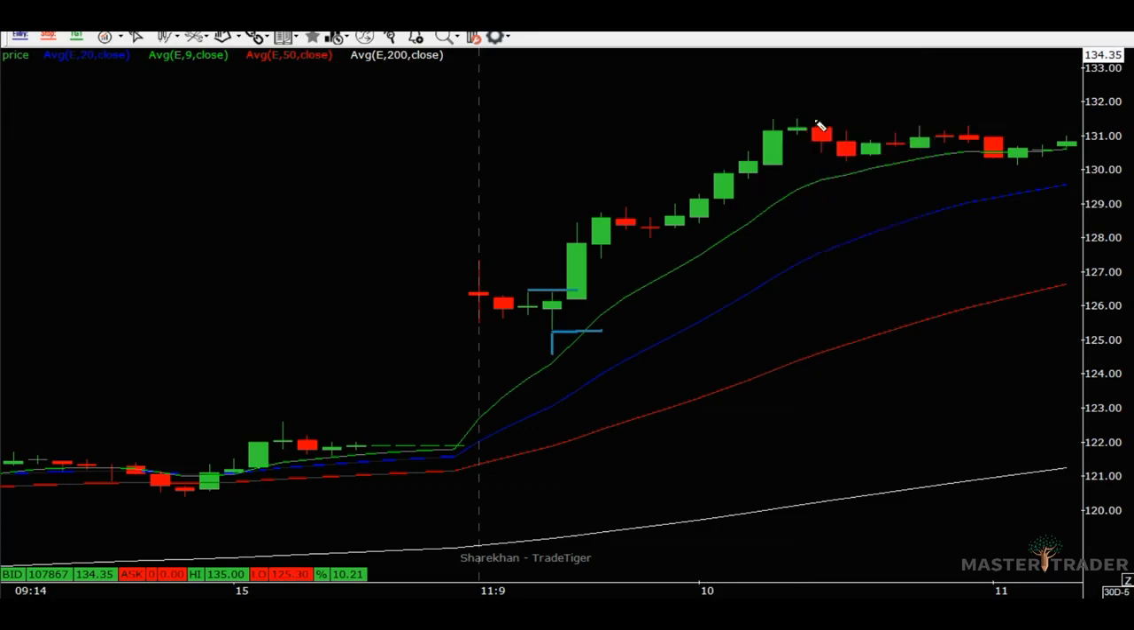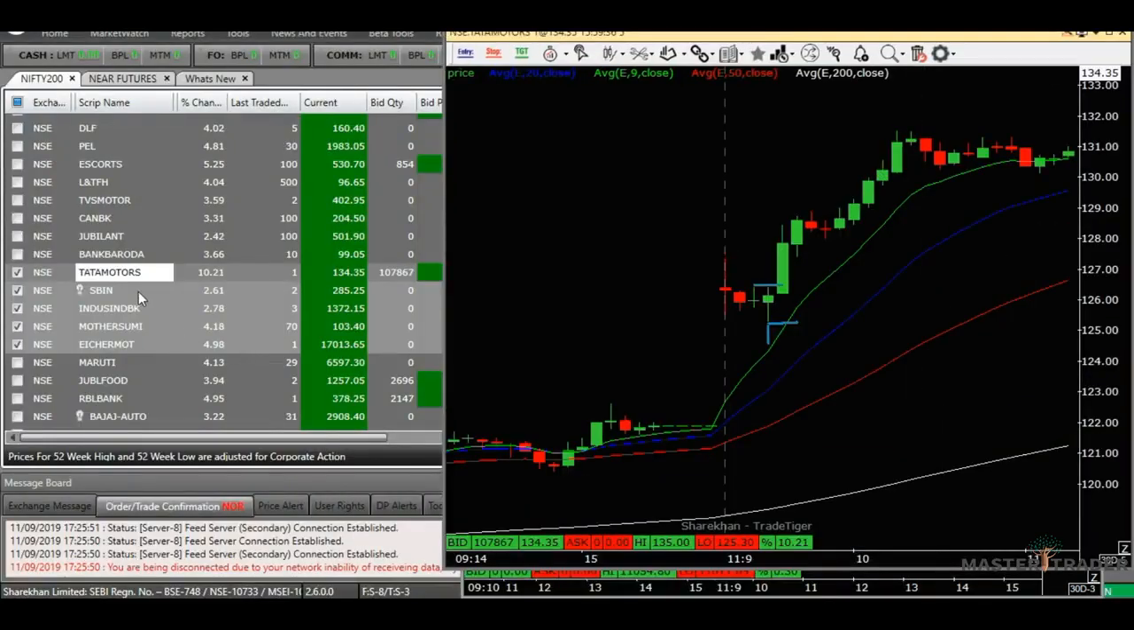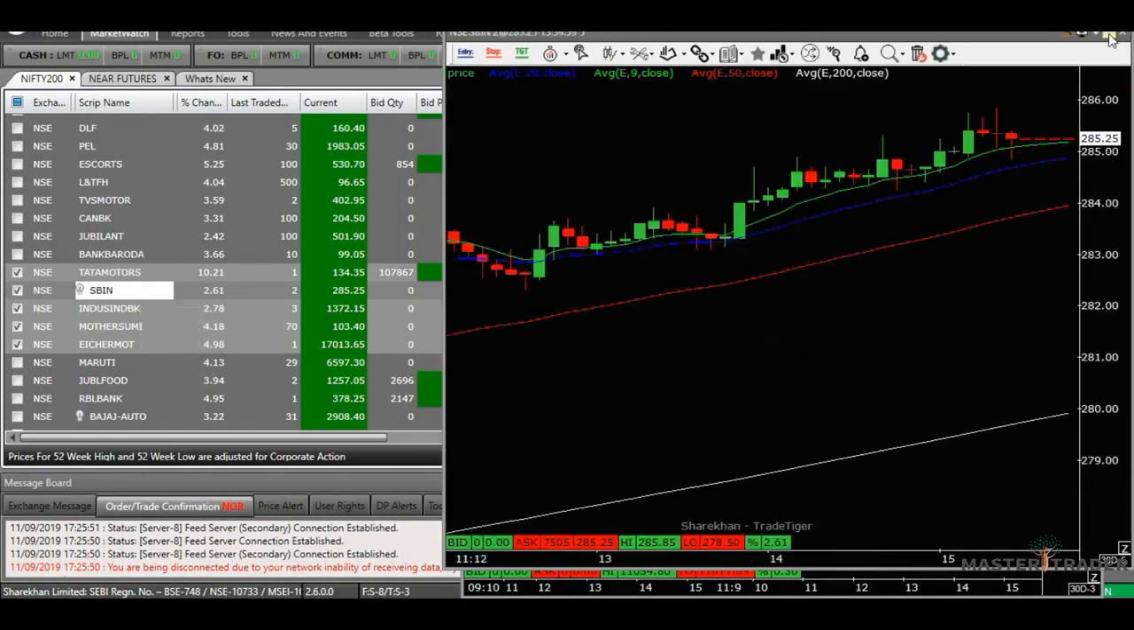So we're risking 1 and gaining almost 5 points if you trail it all the way. How amazing is that, right? 1:5 kind of a risk to reward. So this is what is possible, guys, with this. Let's look at another example.